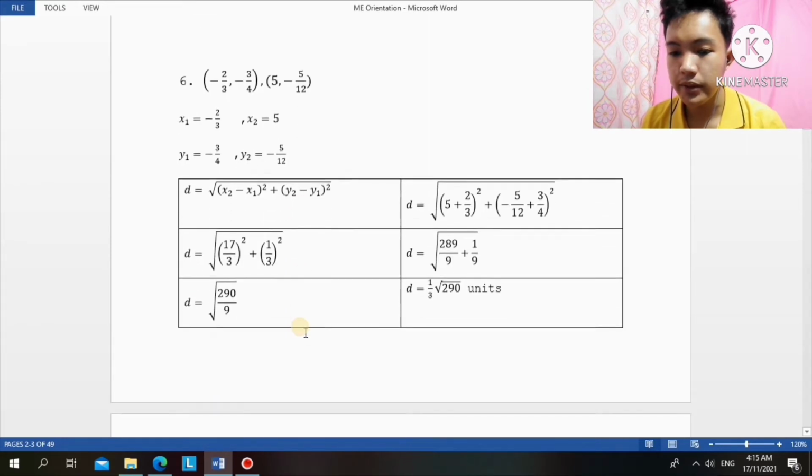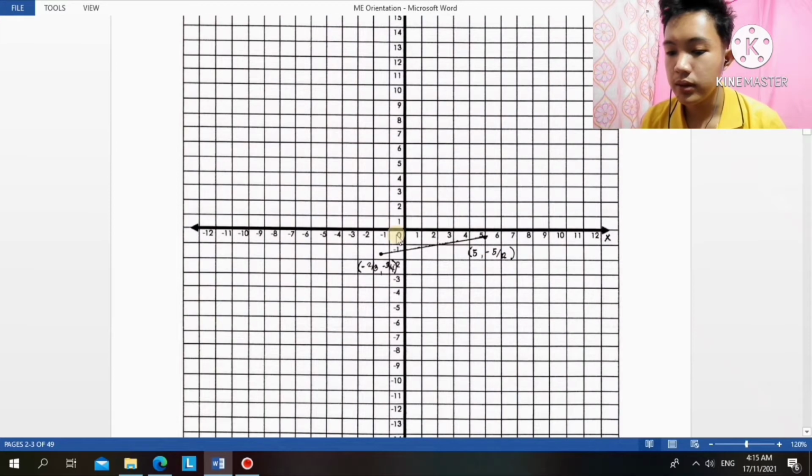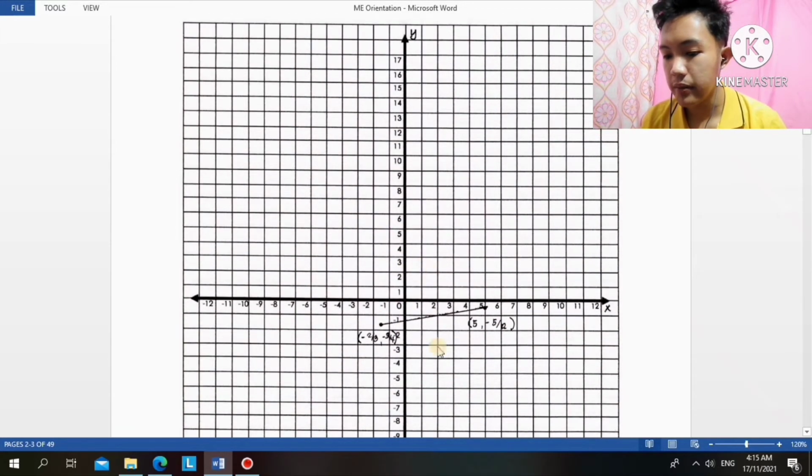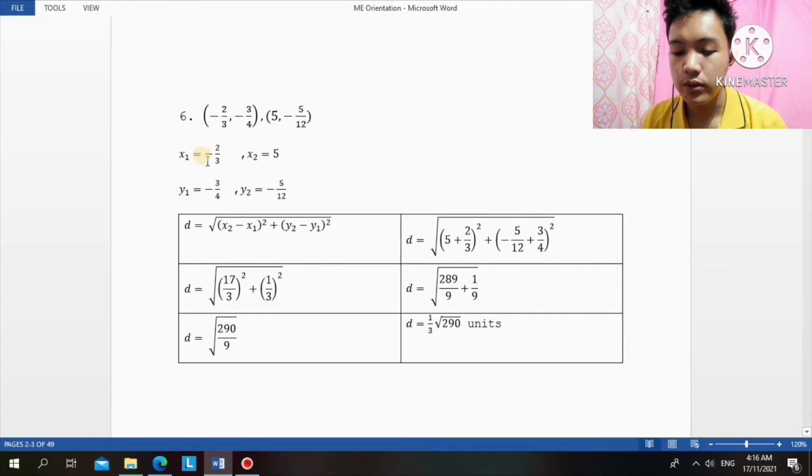So, next problem, number 6. Points -2 thirds, -3 fourths and 5, -5 halves. So this is the point on the coordinate paper. So solve the distance between these points. Our x sub 1 will be -2 third, and y sub 1 is also -3 fourth. X sub 2 is equal to 5, and y sub 2 is equal to -5 half.